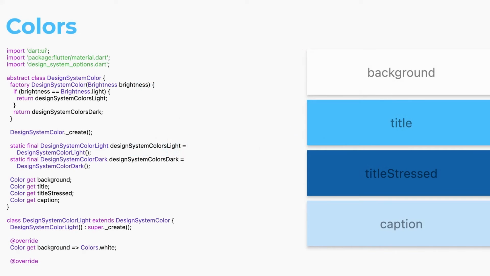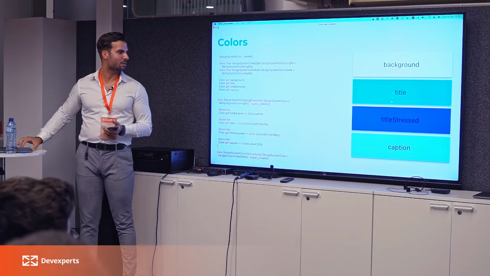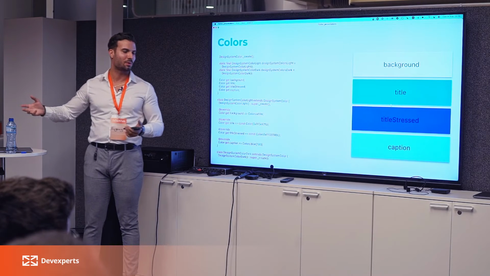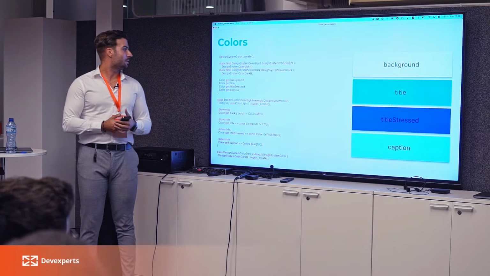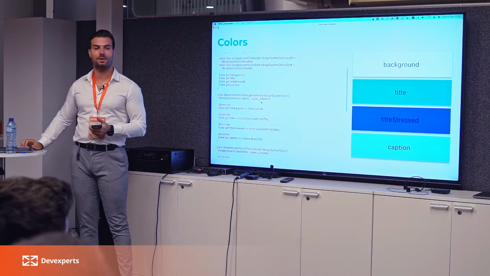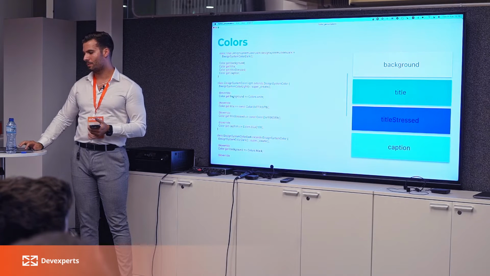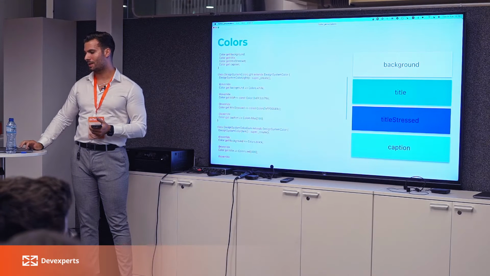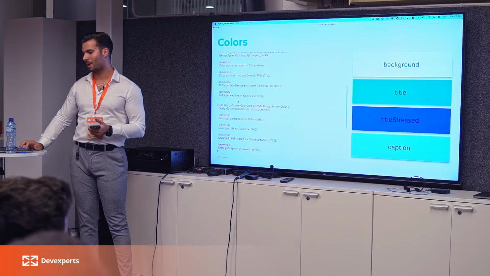So let's move on to colors. Let's not focus that much on the code that is here. The idea behind the code is to implement what is on the right. And this is, okay, this is not a scrollable list, it's just four cards, never mind. But the basic idea is that the colors are the first set of atoms. So you can have, for instance, a background color, a title color, a title stress color, a caption color.